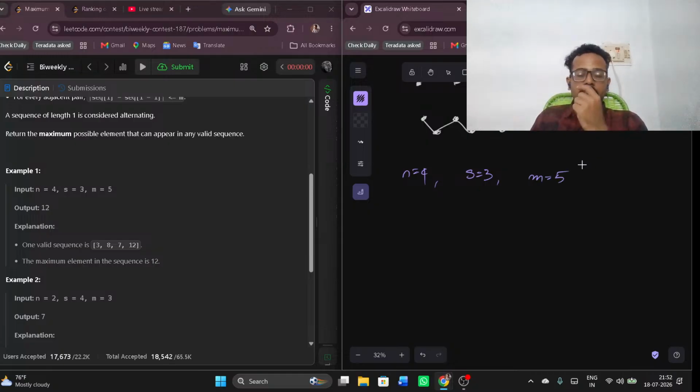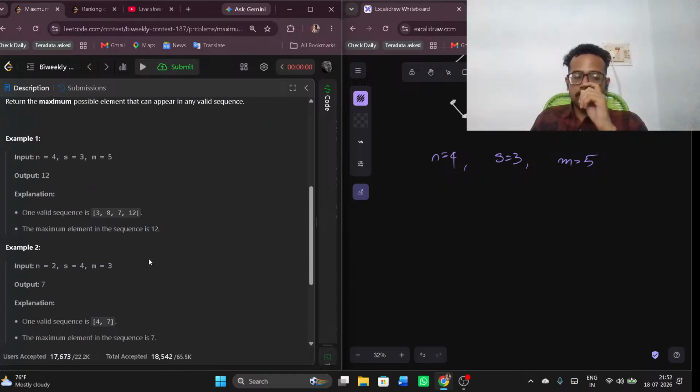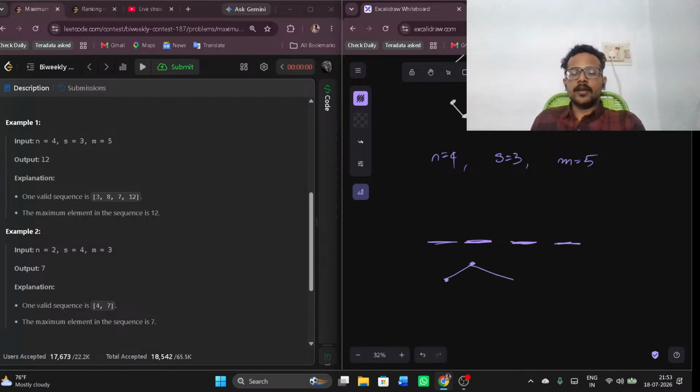Don't try to generate the whole sequence. Let me tell you why. Because the constraint is 1e9. If you keep on generating a sequence of 1e9, you won't even have that much memory. I think the limit would be 1e5, right? So let's take 4 elements: 1, 2, 3, 4. I'm following this pattern: low, high, low, and then high. So the first is already 3. It's already fixed.